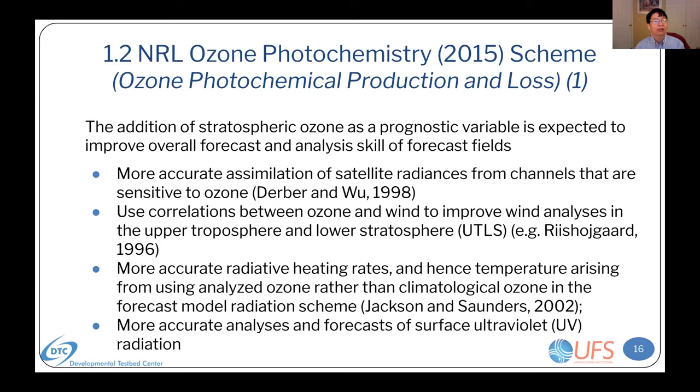So now let's look at the NRL ozone physics chemistry 2015 version. We use this version to calculate the ozone photochemical production and loss. As we all know, more accurate estimates of satellite radiances rely on the ozone profile. It's very important to have a better ozone representation in the stratosphere to improve the wind analysis at the upper and lower stratosphere.